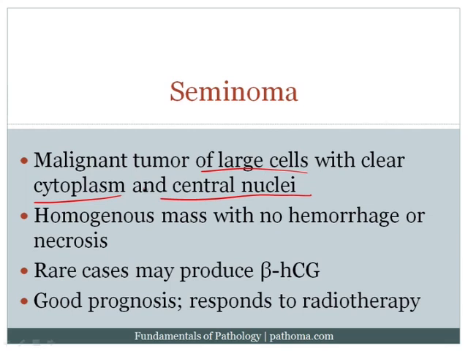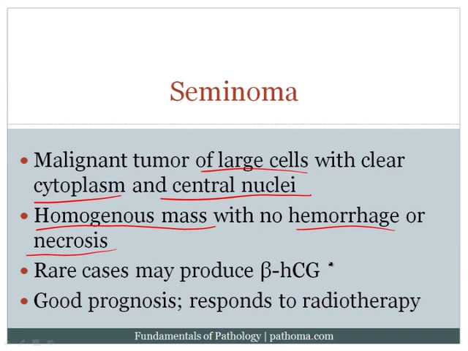Now, when a seminoma is present, the gross examination of the testicle will reveal a homogeneous mass with no hemorrhage or necrosis. This is high yield. Examiners like to ask you this. So the mass itself will be homogeneous with no hemorrhage and no necrosis. And I'll show you a picture of this in a moment.